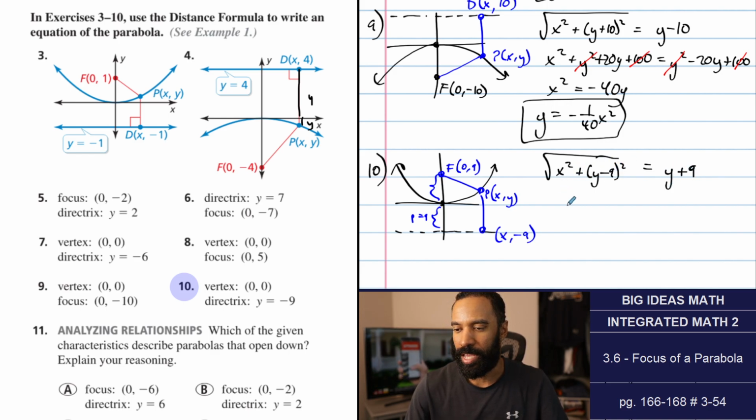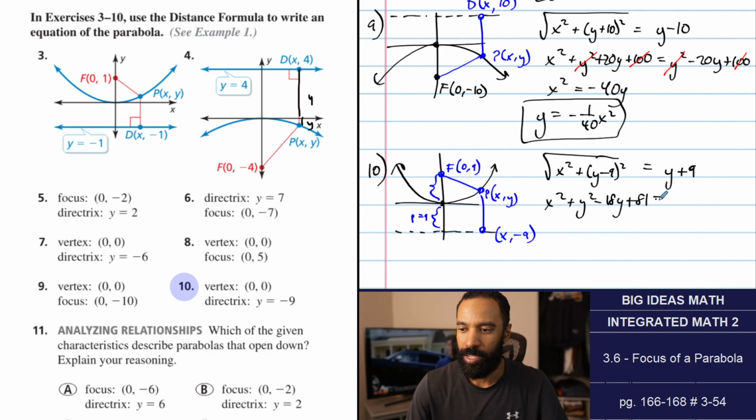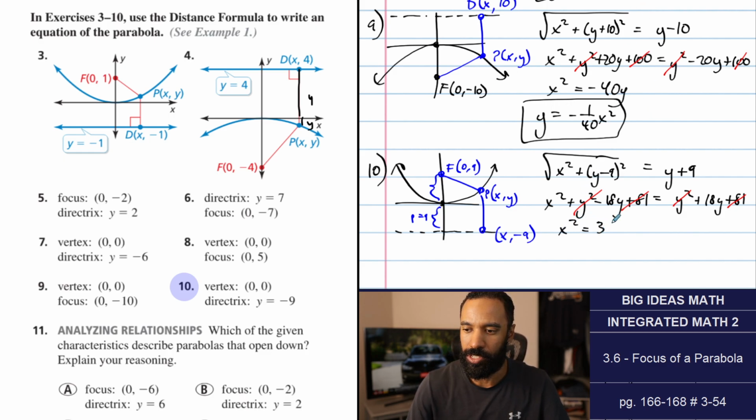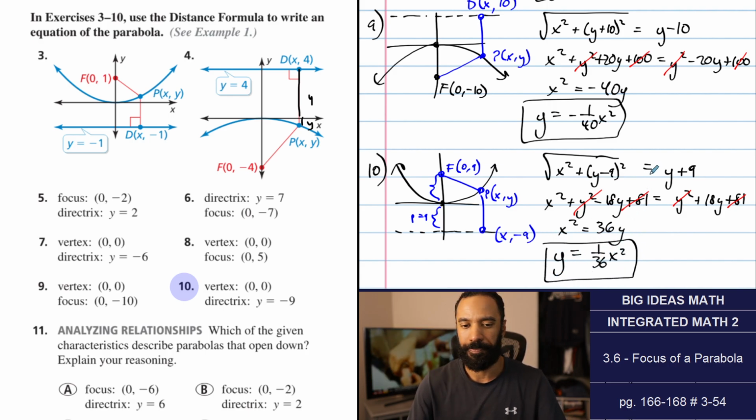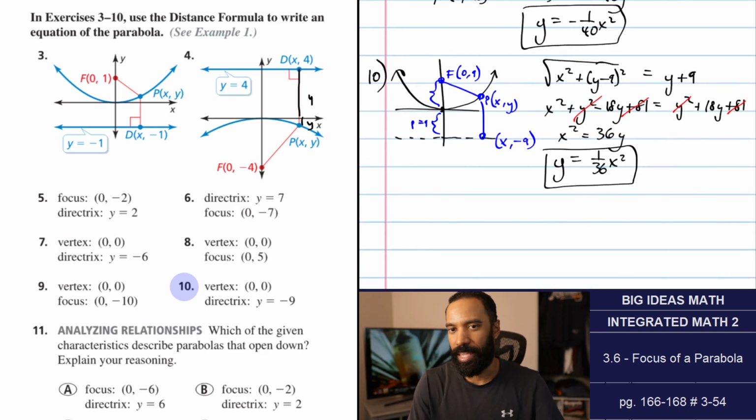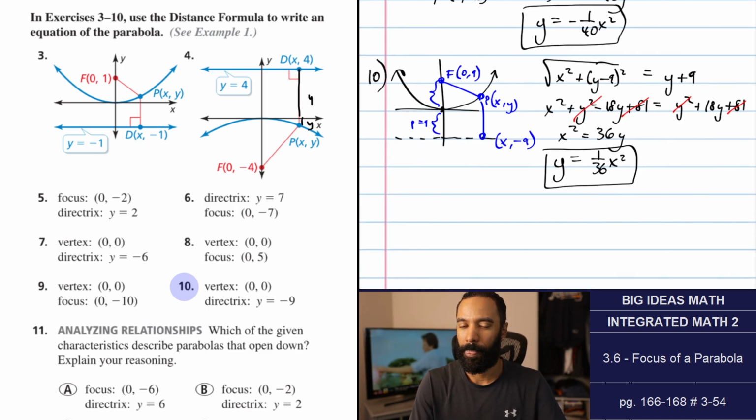And we square both sides here. And we're going to get x squared plus, expand this, y squared minus 18y plus 81. And this equals y squared plus 18y plus 81 right there. Subtract the y squareds from both sides, they cancel. Subtract the 81s from both sides, they cancel. Add 18y to both sides, and you'll get x squared equals 36y. Divide both sides by 36, you'll get y equals 1/36 x squared. I do believe that's what I said is my value. And that is number 10.